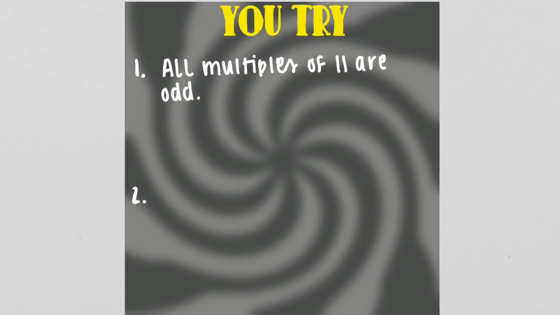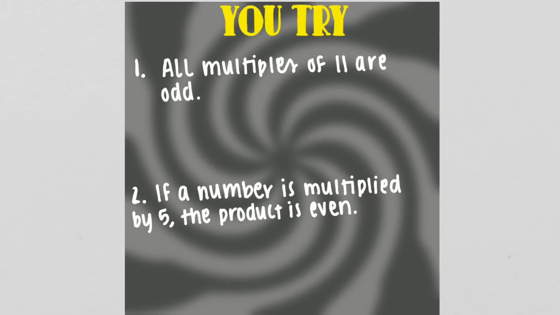So I do have two that I'm going to have you try on your own. The first one, the conjecture is all multiples of 11 are odd. So I'm asking you to give a counterexample or identify a counterexample for this conjecture. So the second one I want you to try is, the conjecture is if a number is multiplied by 5, then the product is even.